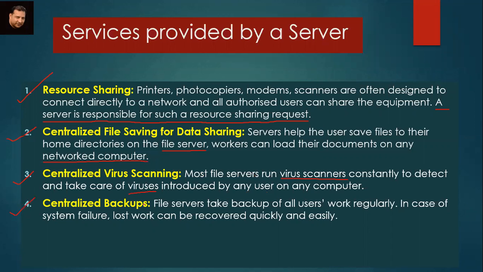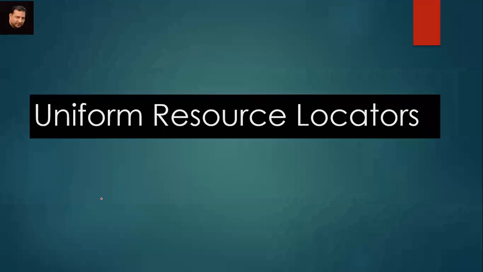Then centralized backup is also one of the facilities which can be made available by the server. File servers take backup of all users' work regularly. So in case of system failure, lost work can be recovered quickly and easily. Next topic is Uniform Resource Locators, URL. You already know what is a URL, but still let us study this topic in detail.